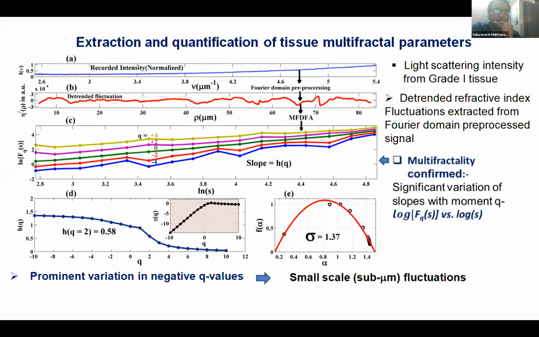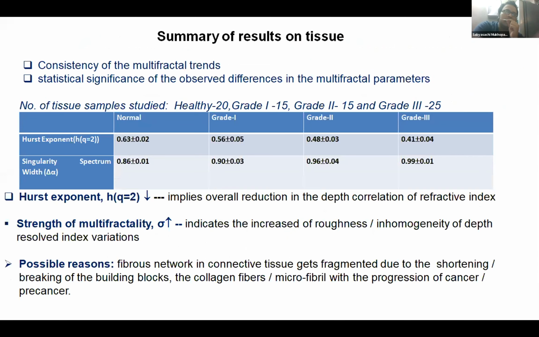Their lines are not parallel to each other. And then again, we have computed this for the single sample: the Hurst exponent value and the width of the singularity spectrum. Now, if we go back to this particular table, healthy is normal tissue, grade 1 and grade 2 are early stage cancerous tissue, and grade 3 is the final stage of cancer. From normal to grade 3, there is a reduction in the correlation level. And from the singularity spectrum width, there is an increment in tissue surface heterogeneity, because the value of the singularity spectrum width is increasing, whereas the Hurst exponent value is decreasing.